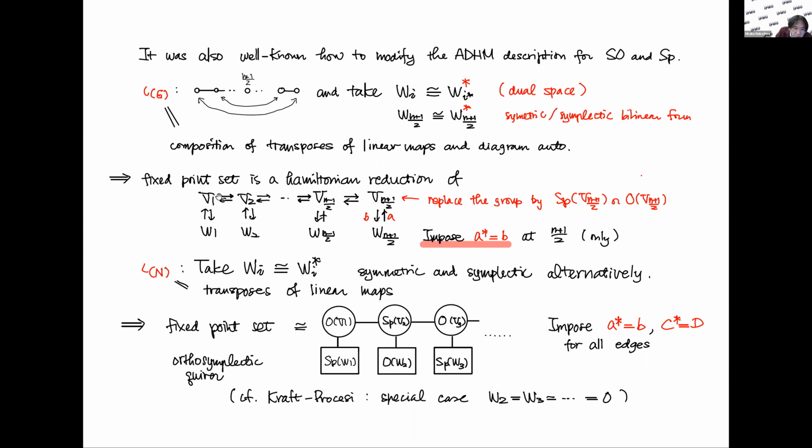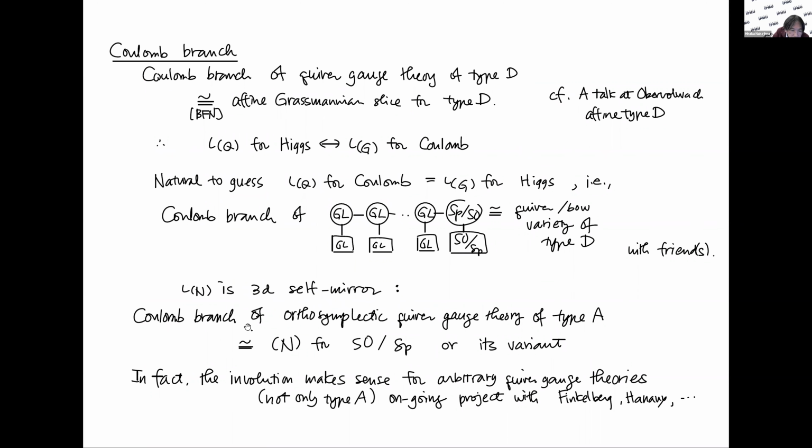And in fact, this involution, I won't explain it, but iota n has a description in terms of the Coulomb branch. It's given in one of our papers, and this definition can be generalized to an arbitrary quiver. So it's natural to guess that if we consider the more general orthosymplectic quiver gauge theory of any graph, then we should get the fixed point set of the involution, which is defined for arbitrary graphs. This is an ongoing project with Hanany. I cannot report the details of this result yet, but I hope to explain it in the near future.